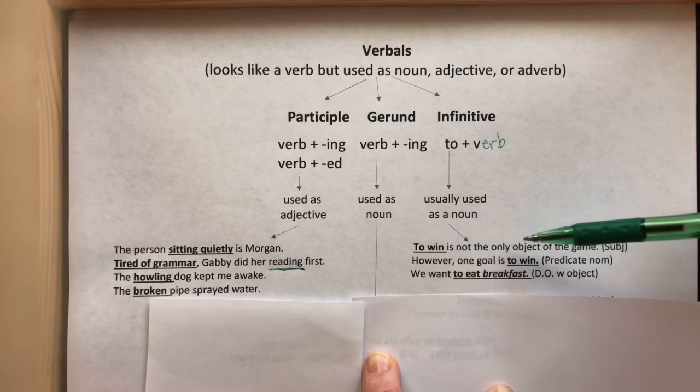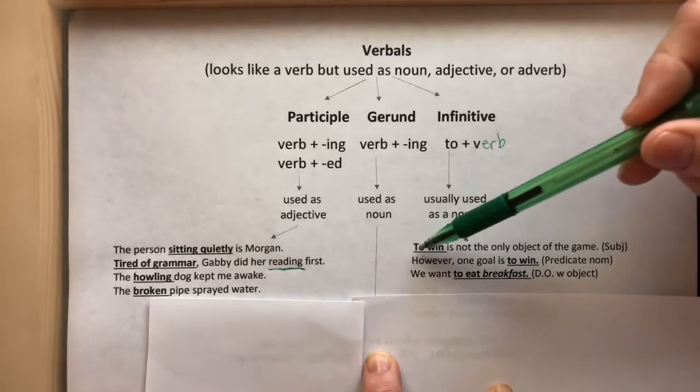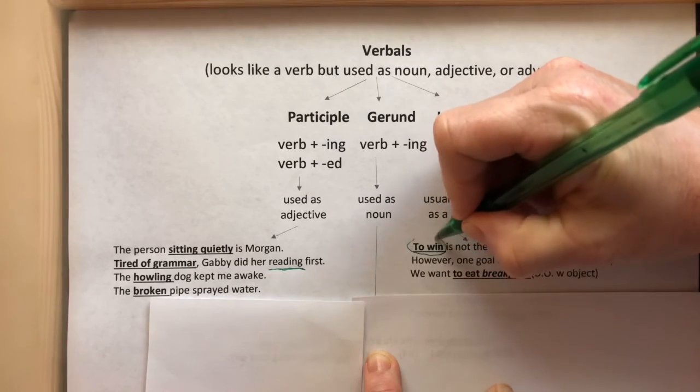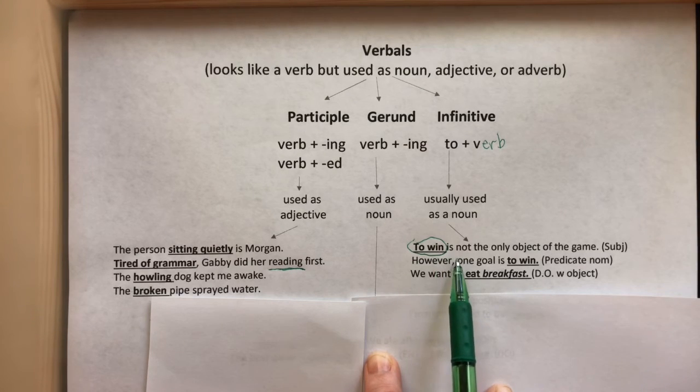All right, to win is not the only object of the game. Who or what is the sentence about? It's about to win. This is what the sentence is about. So that is not being used as a verb. It's being used as a noun. So to win is the subject and is my verb.